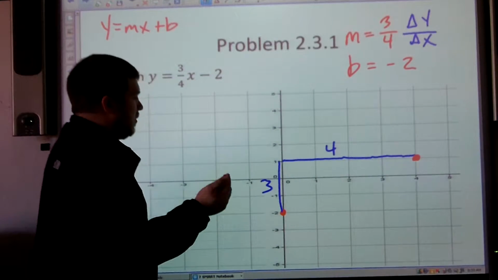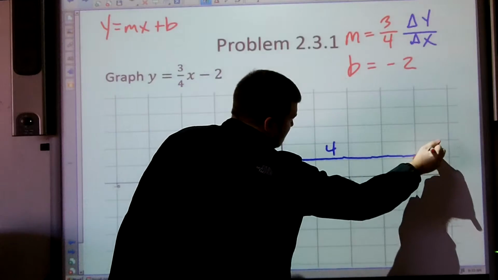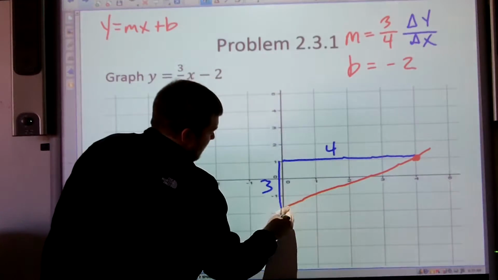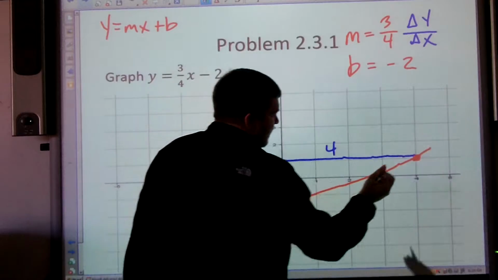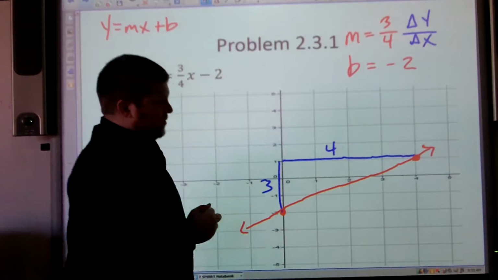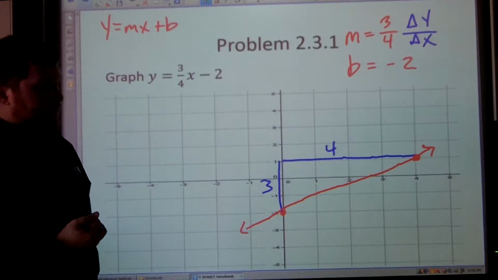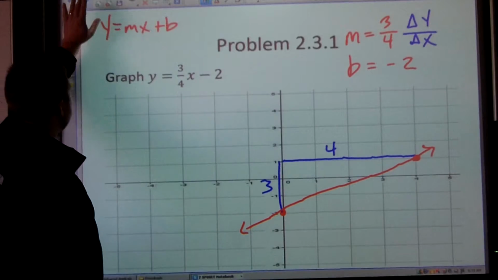So now I want to draw a quick graph, so I want to do my best to draw a straight line through these 2 points. I know that's not perfectly straight at all, but it gives you a good sketch of what's going on. That's it. That's how we do it.